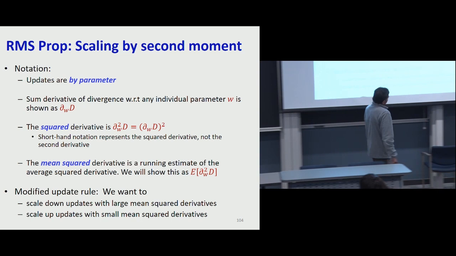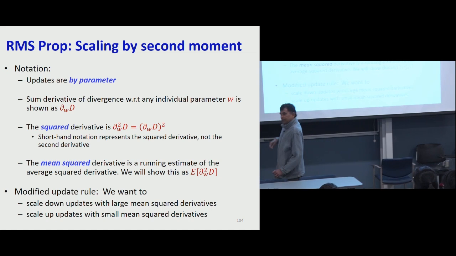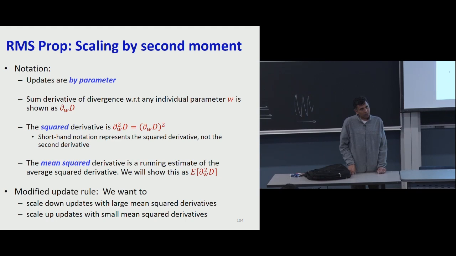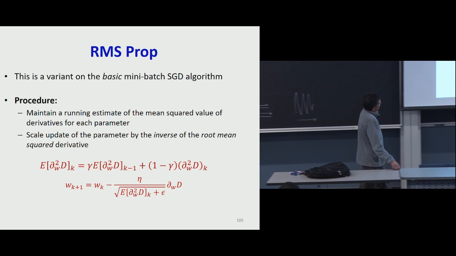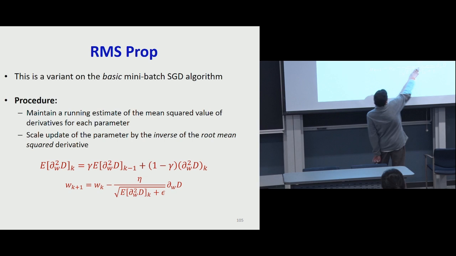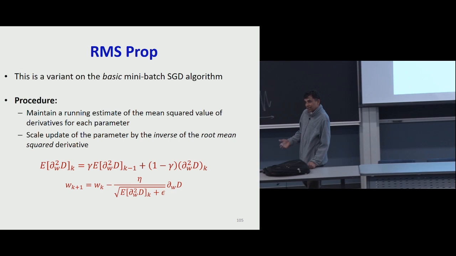And if the mean squared value of the derivative in any direction is large, I'm going to shrink the step size. If it's small, I'm going to expand the step size. This was RMS prop. And so here is how the entire procedure works. You maintain a running estimate of the mean squared value of the derivatives of each parameter, which is just exactly a standard running estimate function, right?